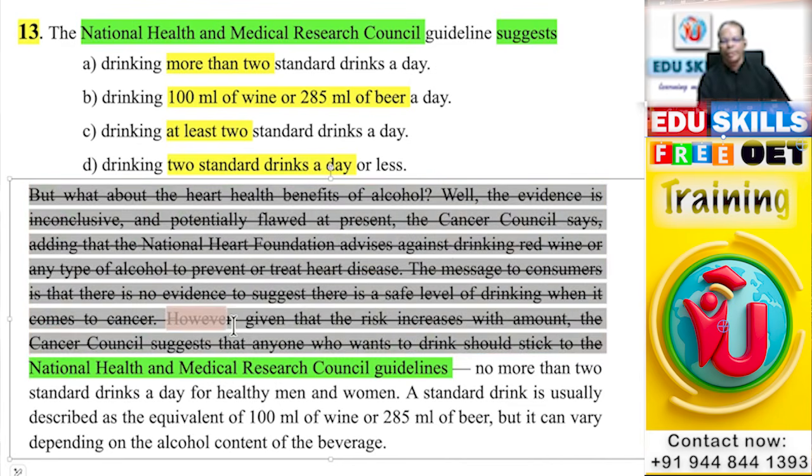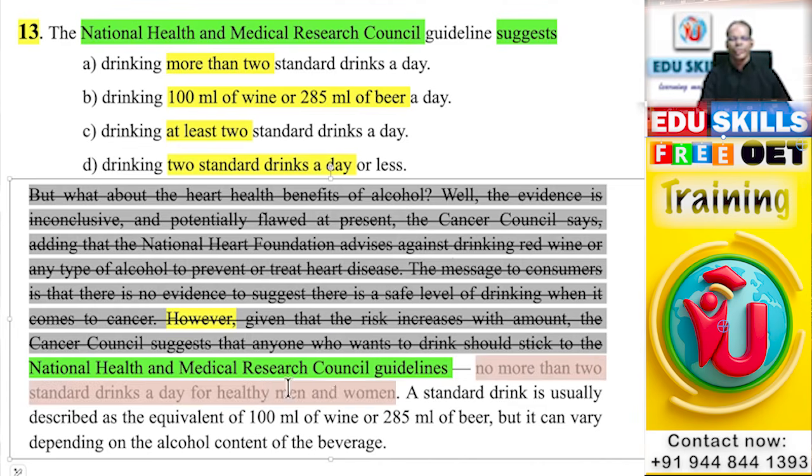Here there is a contrast word, right? That tells you the answer must be after that. But you need not even look into that. Go to the name, then see what they say. No more than 2 standard drinks. No more than 2 standard drinks. Which is the option? D.